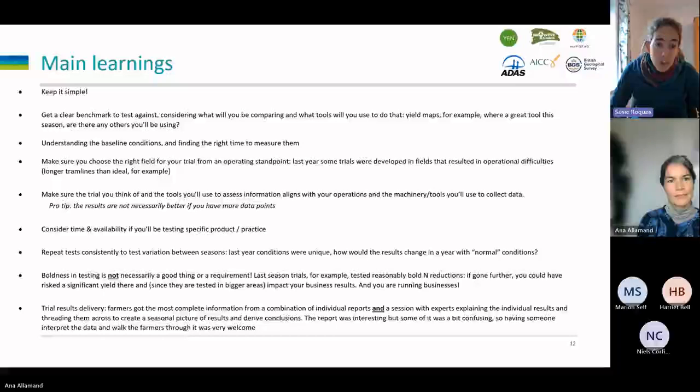The importance of a benchmark or a control treatment. There's no point just testing new ideas without comparing them against what we're already doing. We won't know if it's better. The importance of understanding the baseline and when we're going to do things.